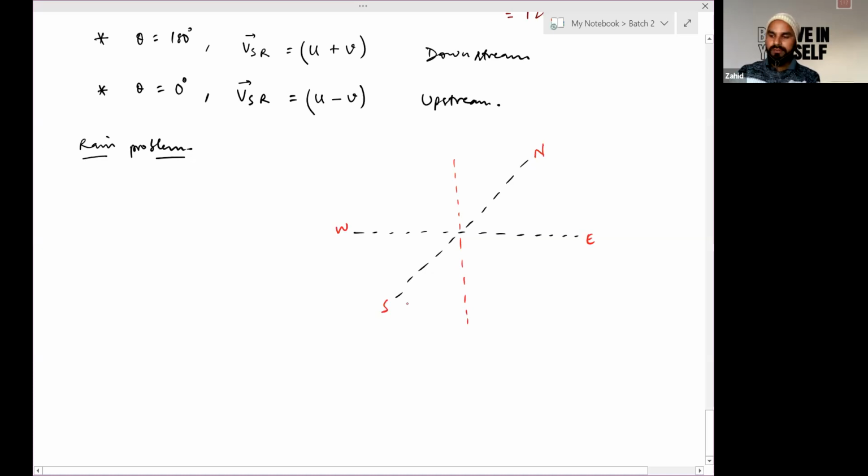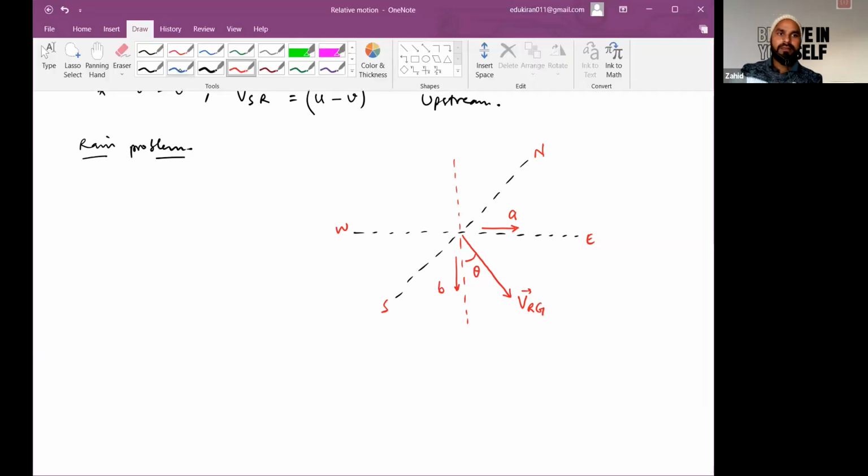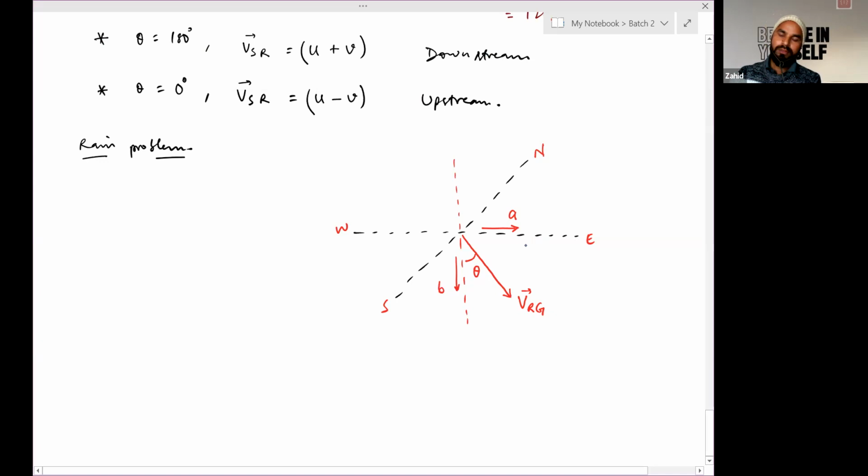If rain is falling at some angle with respect to vertical along this direction, so it will be the velocity of rain with respect to ground. And let's say the inclination with respect to this is theta, for which it will have two components. One would be along this direction, one would be along this direction. Let's say A along this path and B along this path. And in this, a boy with an umbrella or a man with an umbrella is going towards east with some velocity u.